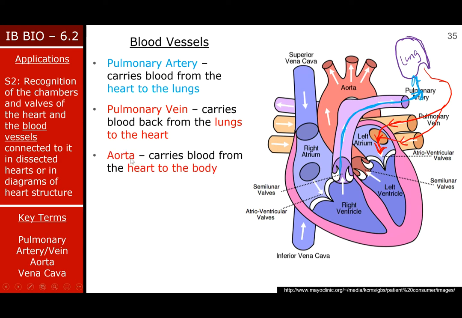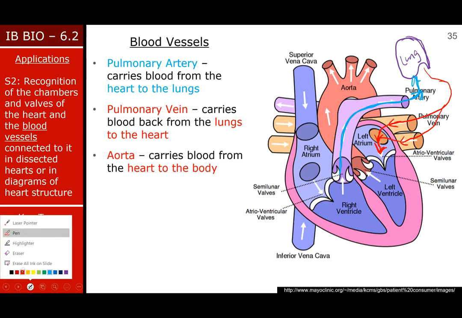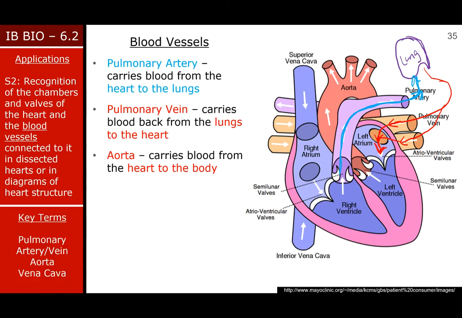Now we have the aorta. Now, the aorta is super thick. It's got very muscular walls because this is really the first blood vessel that blood leaves the heart with, and this is where it's getting sent to the rest of the entire body. So your aorta is extremely important. It's got extremely thick walls. It's very muscular to help push that blood and keep it going where it needs to go, right? So this is out to the body.